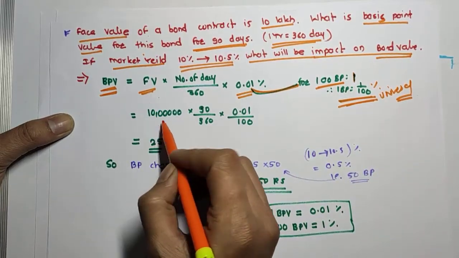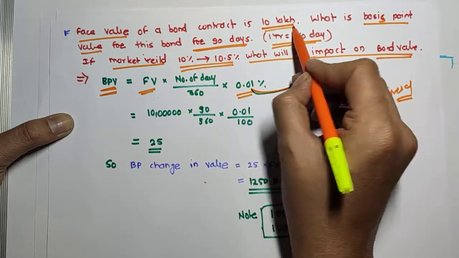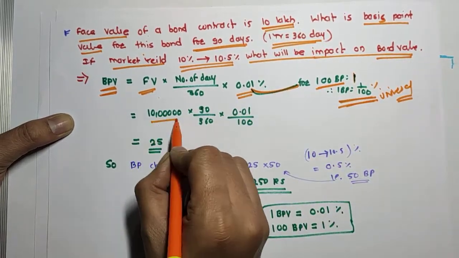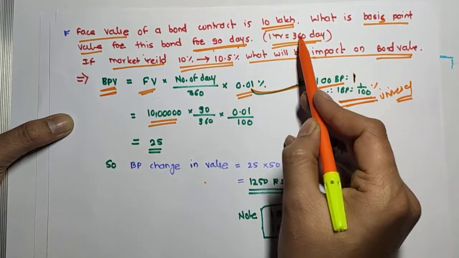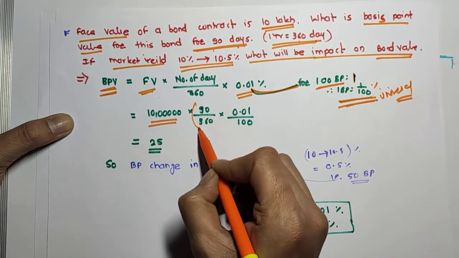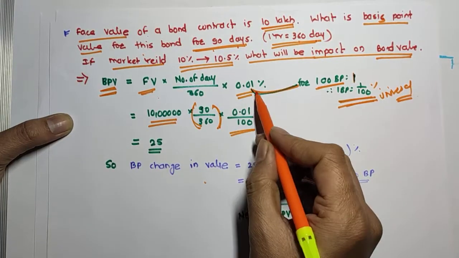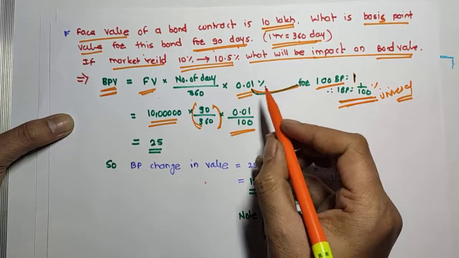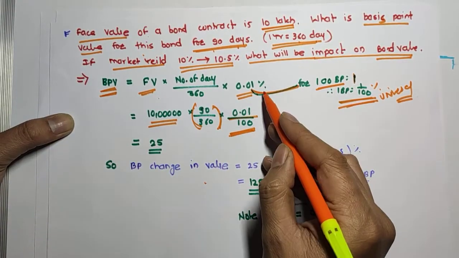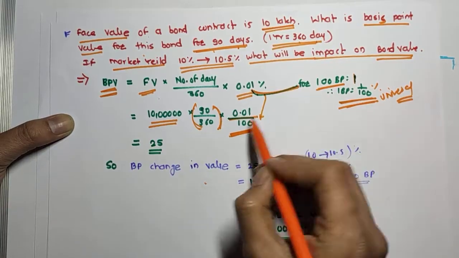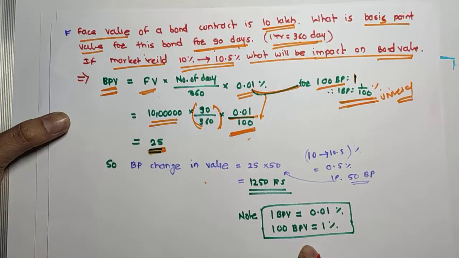It is a 10 lakh rupees they have given as face value. So just multiply 10 lakh rupees into, they are asking for the 90 days, and here is 360 days. So 90 upon 360 multiplied by 0.01%. Right, so 0.01 divided by 100 to remove the percentage sign. When you solve this, you will get BPV as 25.